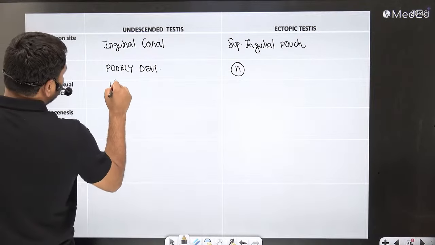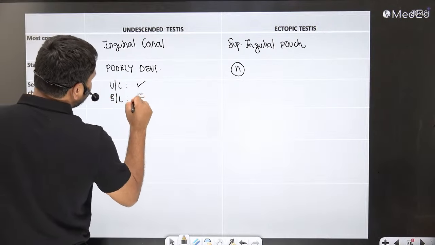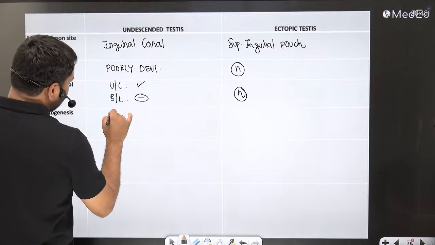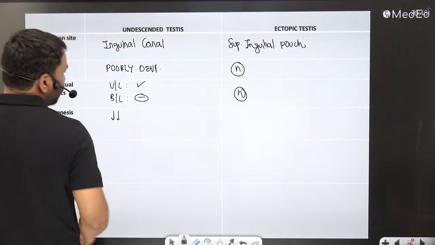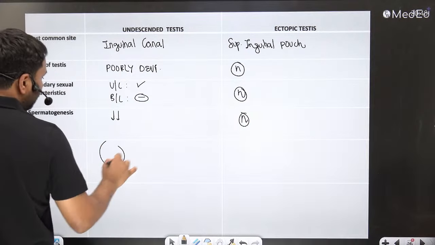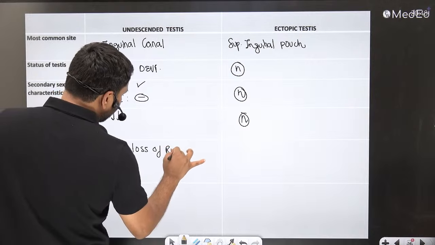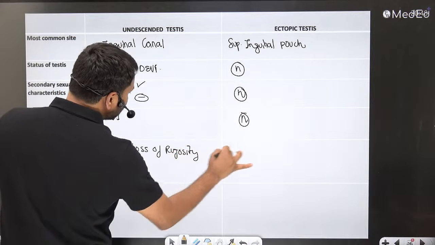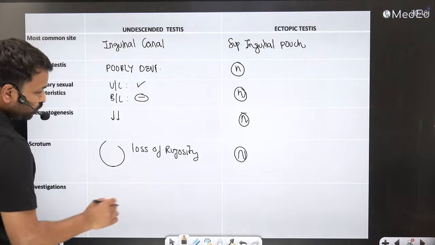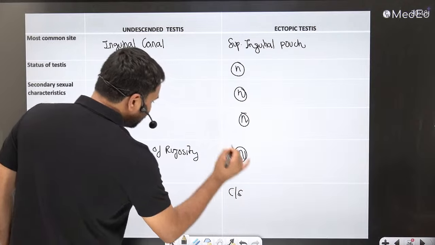Secondary sexual character, if it's a unilateral undescended testes, it is present. If it is a bilateral undescended testes, secondary sexual characters are absent, but here it is normal. Spermatogenesis is going to be decreased or lost. It remains normal in ectopic. Scrotum will become planed out, that means there is loss of rugosities. Here it remains normal. Now the investigation for both of them, actually the first is going to be clinical examination.